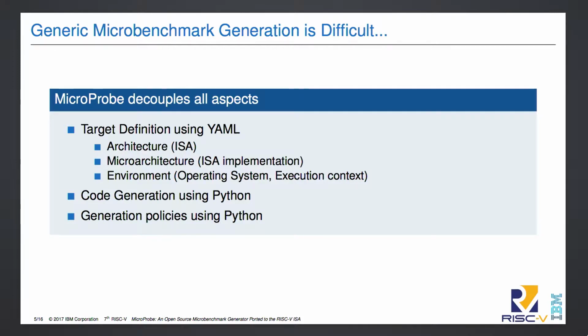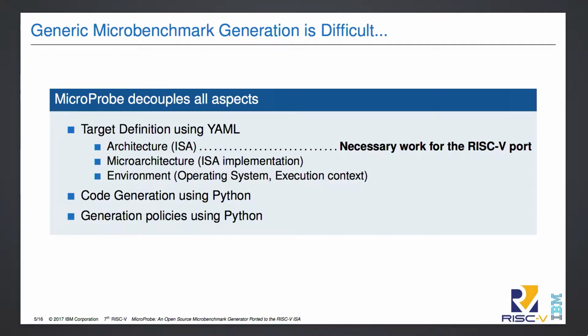Those are then all described using a markup language called YAML. From there, code generation is handled directly using Python, and the generation policies, which the user is expected to write, are also written in Python. So for a basic RISC-V port, which is what we've provided here, all you really have to do is come up with a way of describing what the RISC-V architecture looks like in a YAML format that Microprobe is able to understand.